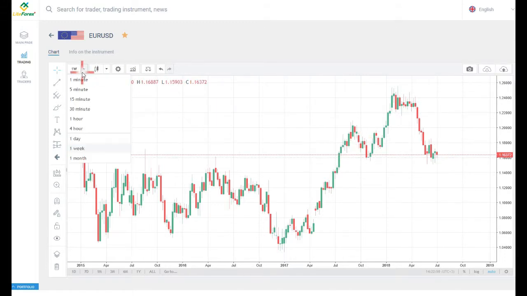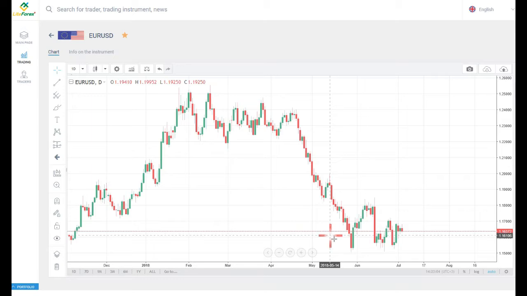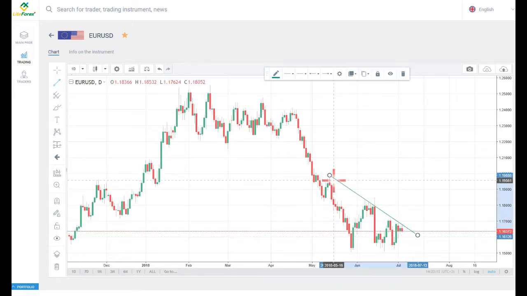So let's move down to the daily chart, and again we can see that the price has been going sideways, but we can also notice a downtrend here. If we use the technical tools available on this demo platform, I'm using a simple line, and we can see the price has been holding this trend line for now.